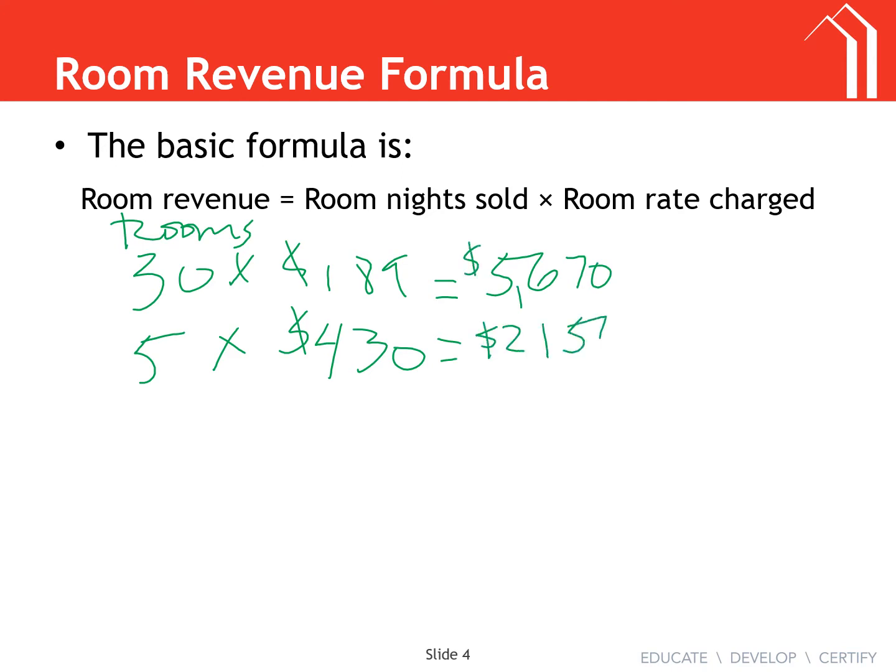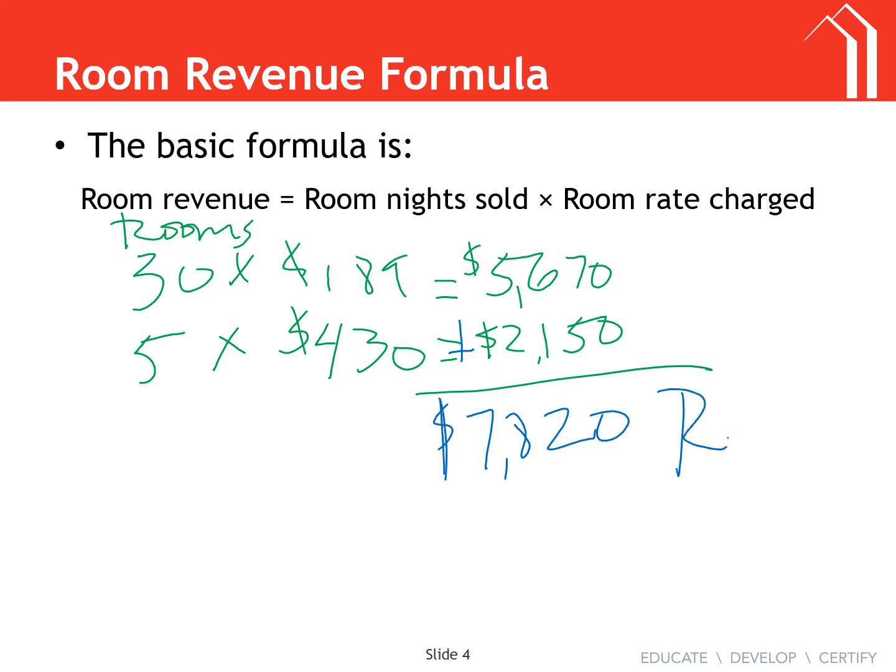So you see we have to do each room type first, and then what do we do? Add them up. We add it all up, and that is going to give us our total revenue, which is 7,820. Okay, so that's our total room revenue. See how that works? Excellent, very good job. Thank you so much.